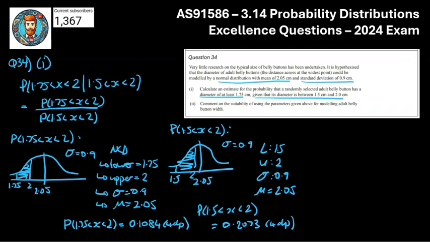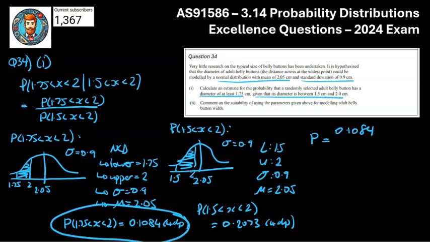I'm not going to write out the full notation here because I'm probably going to run out of room. So I'm going to write probability is equal to, remember, hopefully you're writing down the full notation for that. That's going to be equal to, what? Oh, it's not 1. 0.1084. Don't forget, that's the probability of it being between 1.75 and 2.